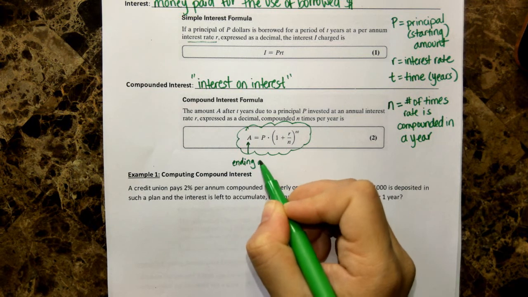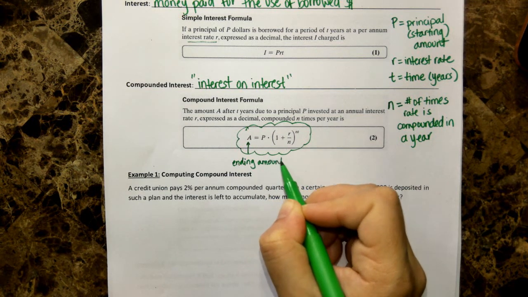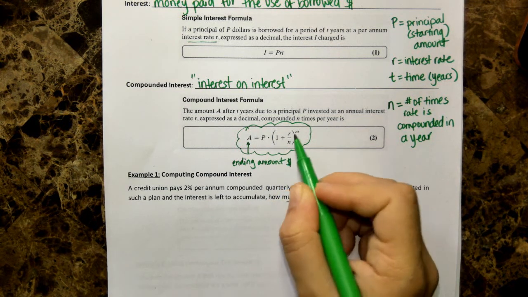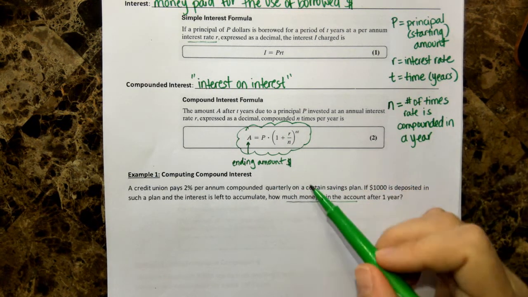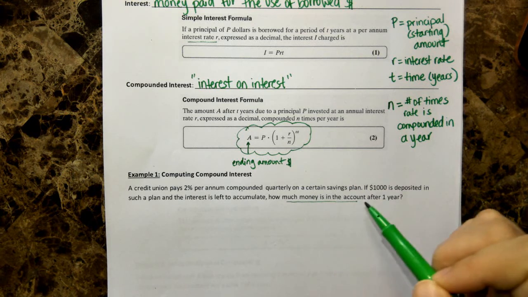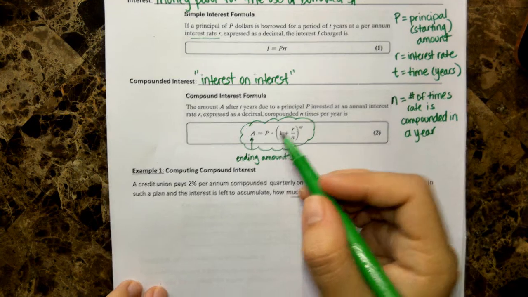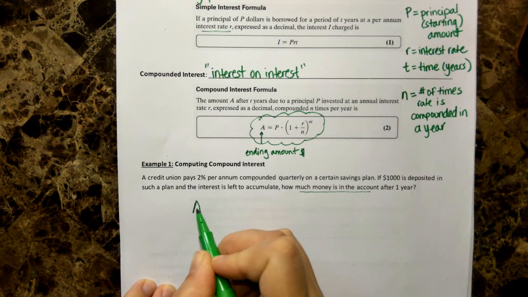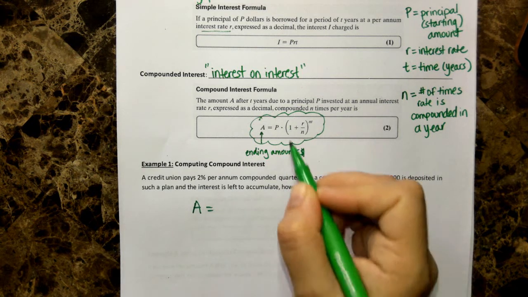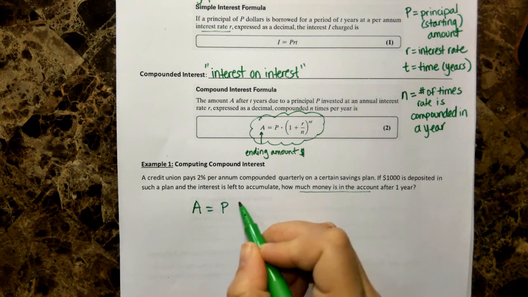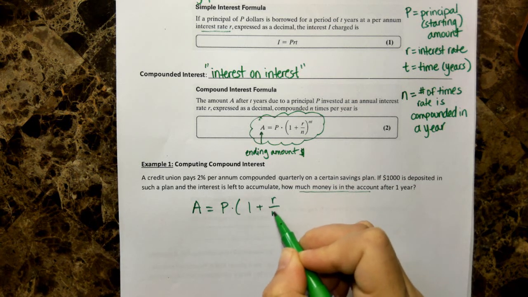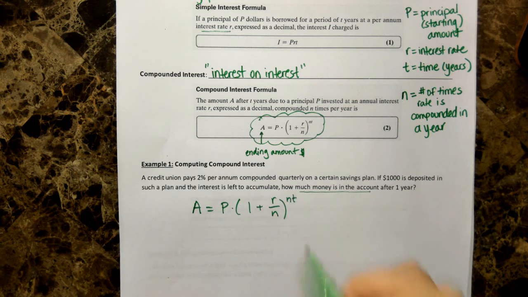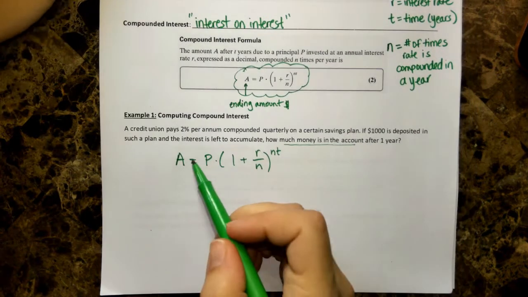So I'll go ahead and write that. Ending amount of money in the account after all these variables have been taken into account. So we do want to find the ending amount, the amount after 1 year. So we are looking for A. And I'm just going to rewrite this formula down here. A equals P times 1 plus R divided by N, to the NT power. Okay. So the goal is to figure out what A is.